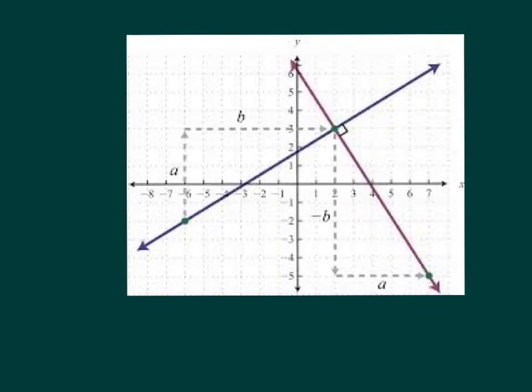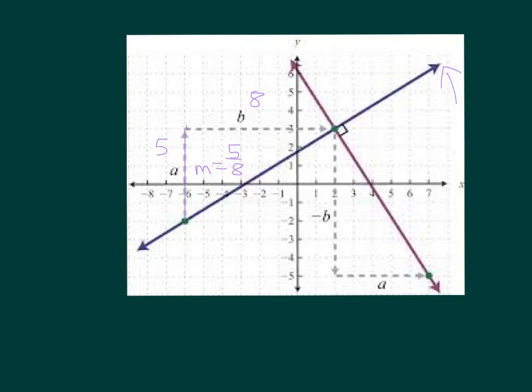If we have two lines that are perpendicular to each other, there's also an interesting property with their slopes. If we look at the line with the positive slope, this line here has a positive slope because it's going uphill, then the rise of this line, counting up from -2 to 3, the rise is 5, and the run from -6 to 2 is 8. So the slope of this line is 5/8.